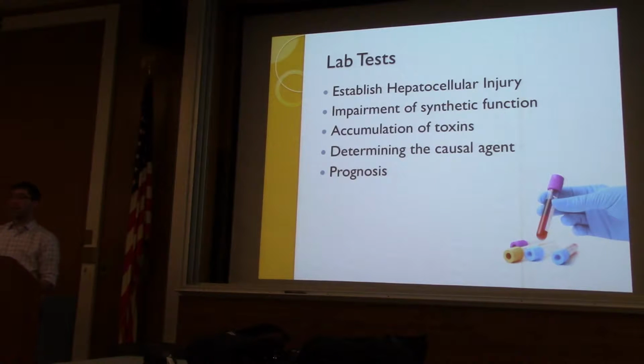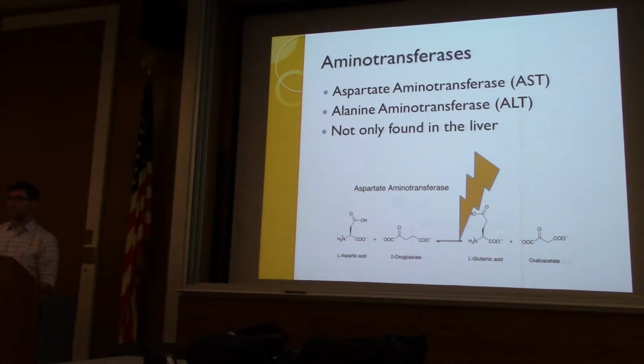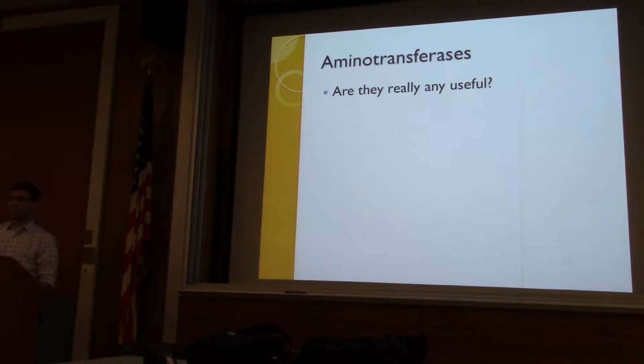So some lab tests that we can order. Lab tests are useful because they'll help us establish injury to the liver. They'll help us see whether it's synthetic function that's affected, or whether it's accumulation of toxins. We can help determine the causal agent, and we can do prognosis as well. So just some aminotransferases that are useful. When we talk about AST and ALT, obviously we know AST is more common in other places, such as the heart and the kidney, whereas ALT is less common in other places. So ALT is a little bit more specific for the liver, but both of them can be mildly elevated from somewhere else. So if they're found in other places, the question really is, are they useful?